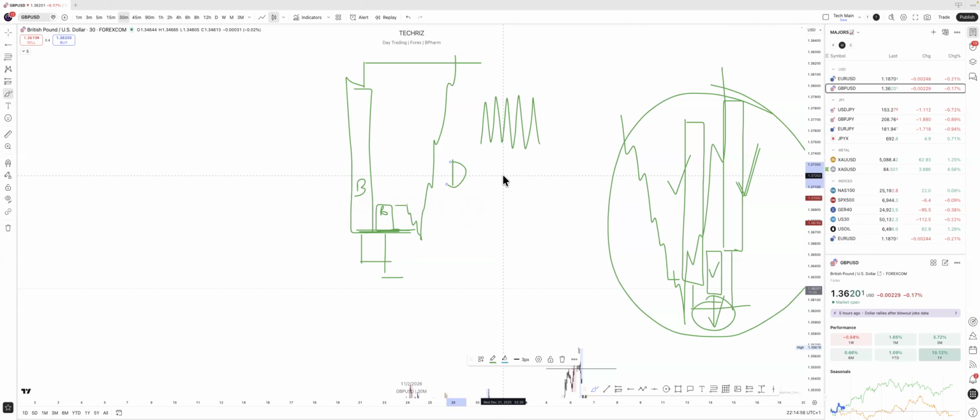Now, there are high probability setups, that's because I like to talk about high probability a lot. It is now your decision to trade. Do I want to stick to these things Techriz says are high probability, or do I want to do my own thing?